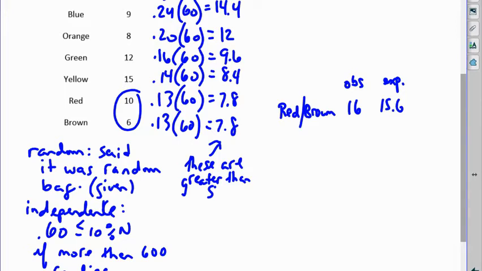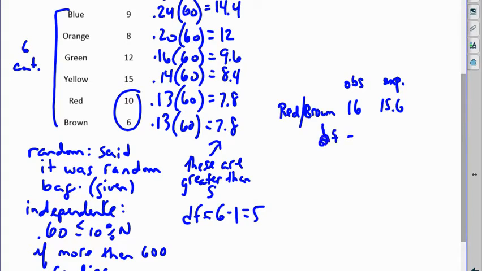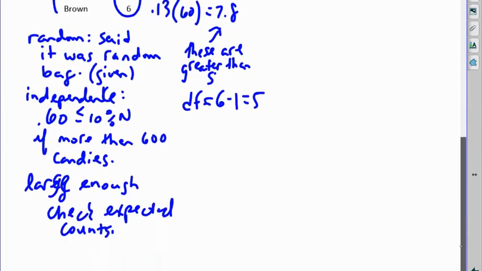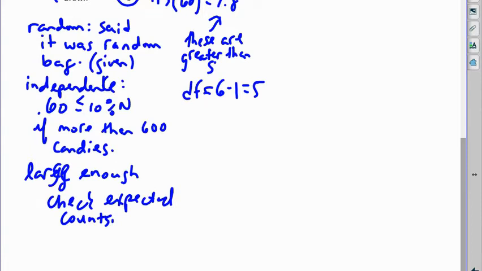And what would happen is my DF originally, when I look at this, I've got 6 categories. My DF is going to be 6 minus 1, which is 5. But if I were to do this new situation, my DF would be equal to 4 because I would have reduced my categories down by 1 category. But I'm going to erase this because luckily all my counts were greater than 5. So I'm going to come down here, and check expected counts: all counts greater than or equal to 5.